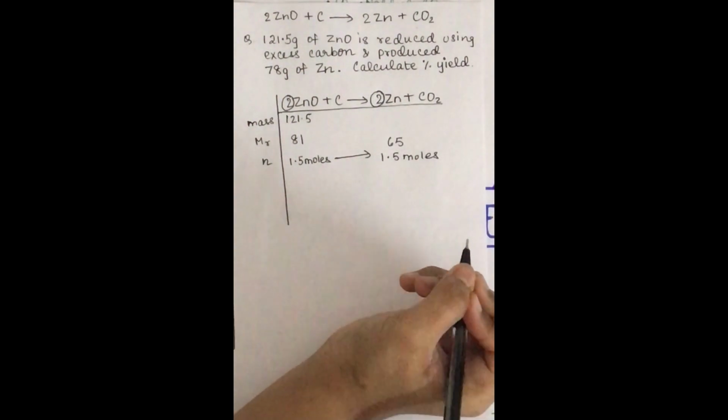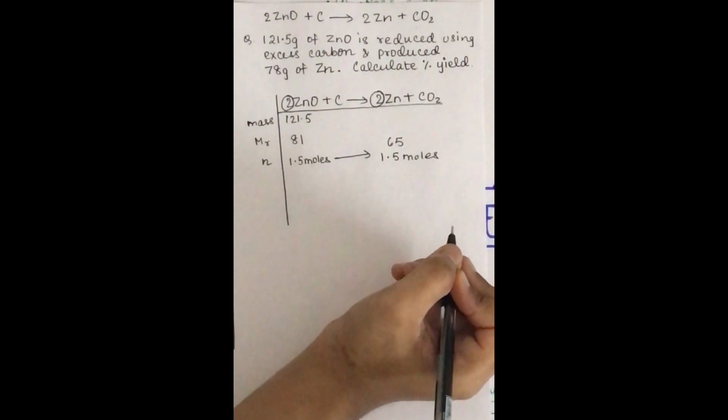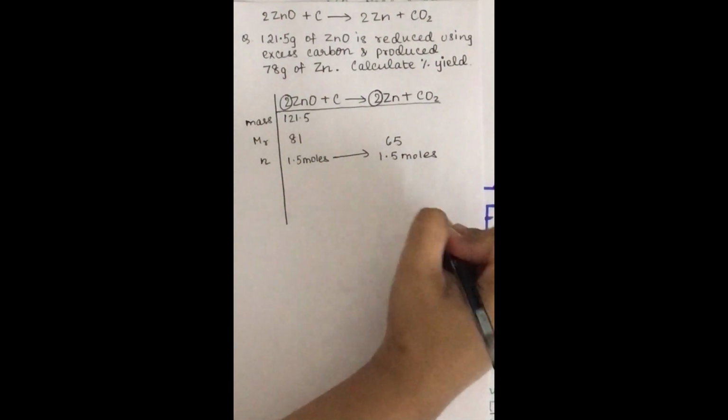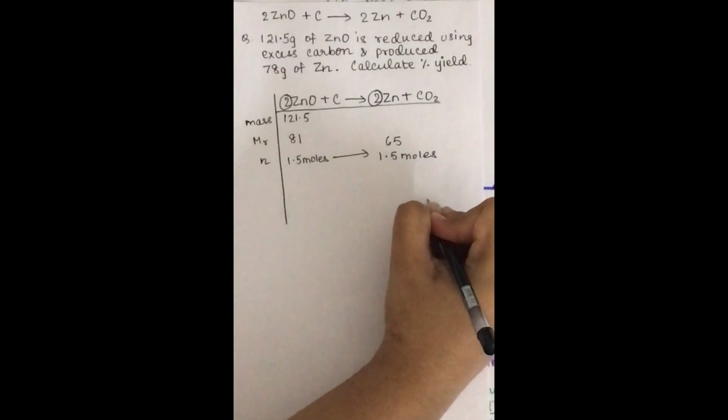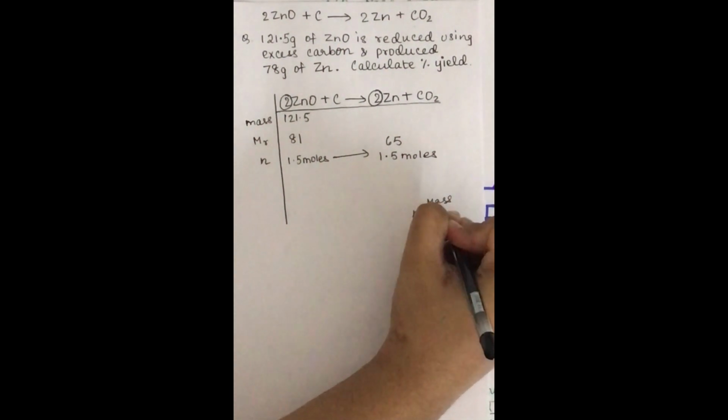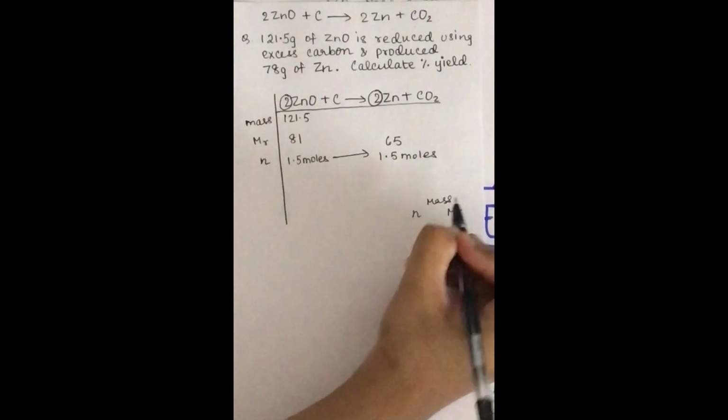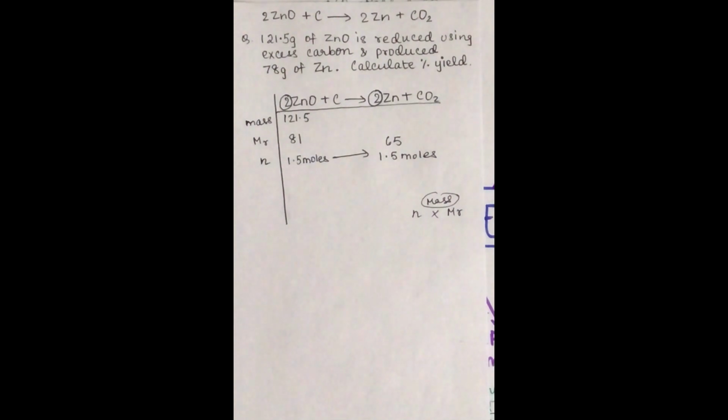And if you rearrange the equation, number of moles is equal to mass upon MR. We have to find the mass, so we multiply number of moles into MR. So if we multiply 65 into 1.5, we'll get 97.5.